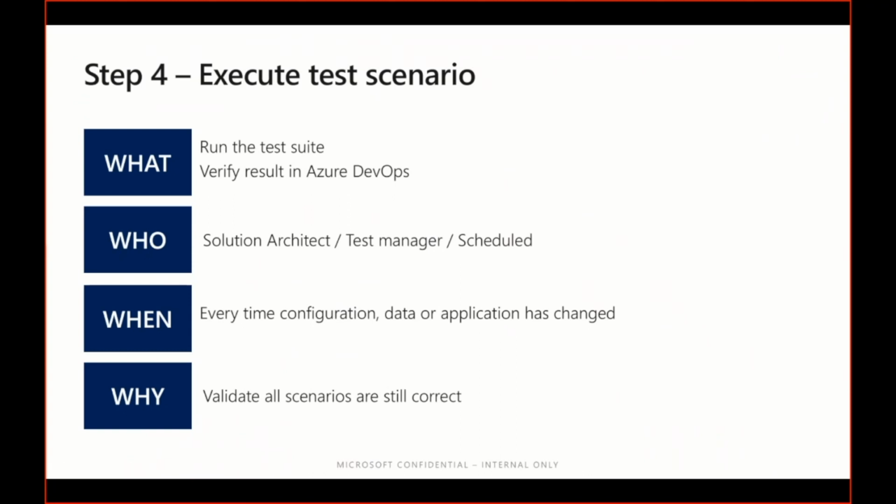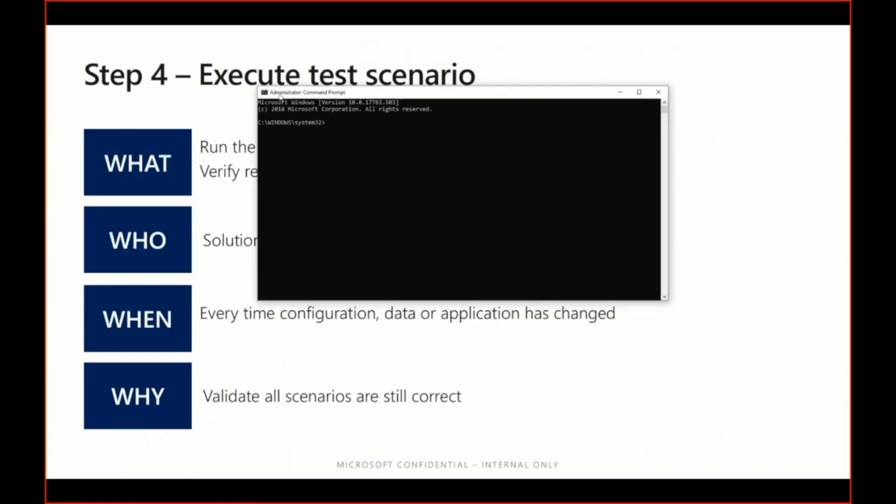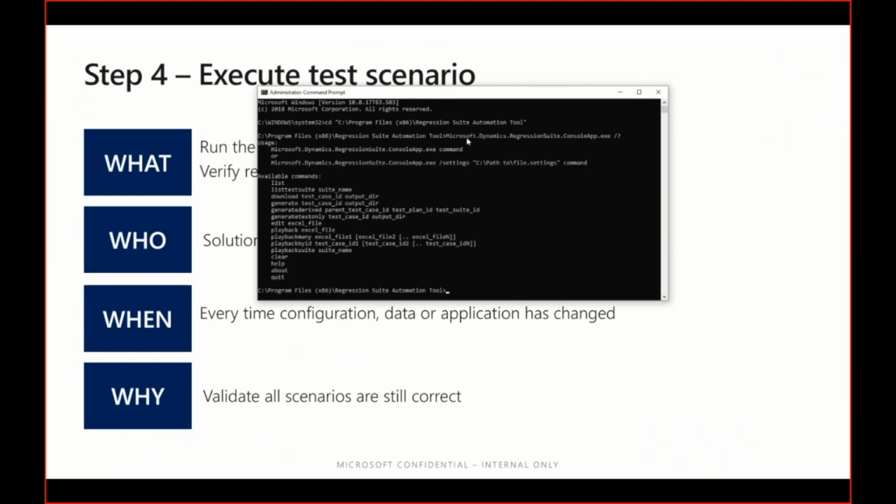For the command line, I just need to run a command. Don't forget that we need to run it as an administrator. So I'm just opening a command prompt. I'm going to go to the place where I have installed my Regression Suite Automation tool, and then I can run there the console application. And I'm just going to show you the question mark.